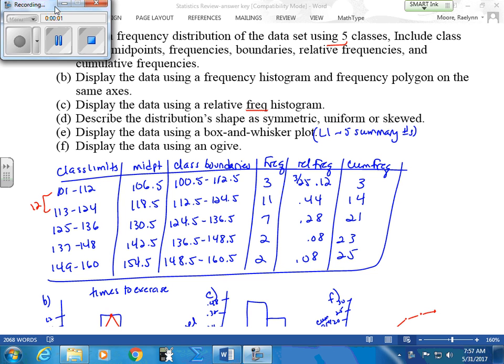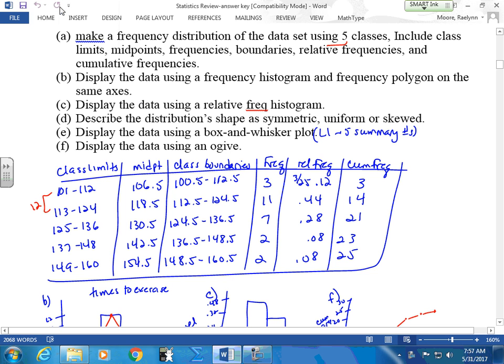Find the table, right? Everybody can make the table. Find the frequency. Everything's good.